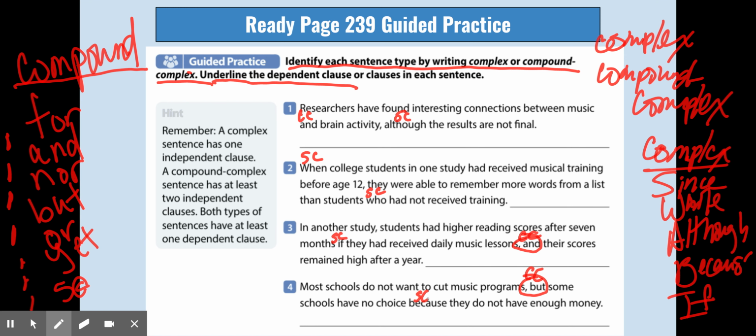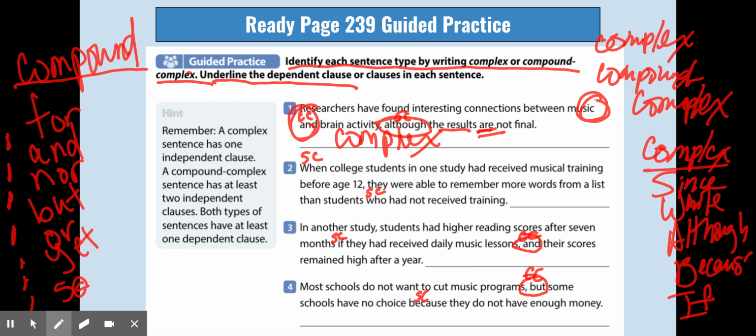Okay, so I can look at these sentences right now and I know what type of sentence they are based on whether they have a subordinating conjunction, like number one's got although. So, although the results are not final. If I cut out the rest of the sentence and just had although the results are not final, that is not a complete thought. So that lets me know that this is going to be a complex sentence. I know it's not compound because even though I have a coordinating conjunction right here, I do not have a comma over there.